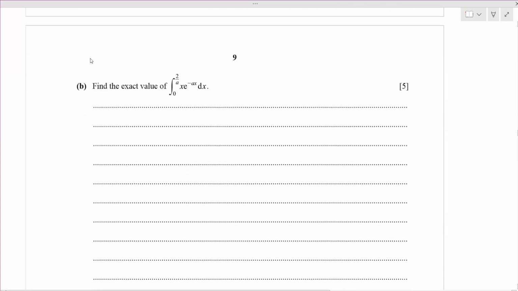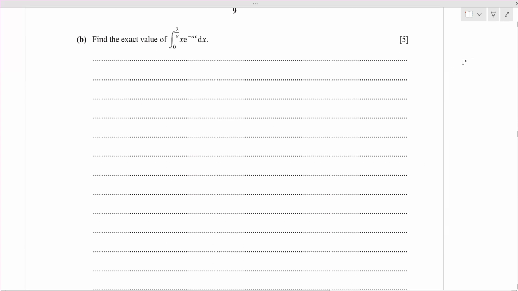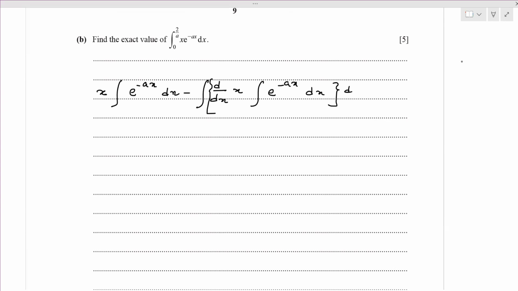Next, we have to integrate this and calculate the value. So integration, we have to use the by parts formula. According to the LATE rule, there is no log in the question, but we have algebra. So algebra x is u. So u, the integral of v, minus differentiation of u, integral of v, dx.